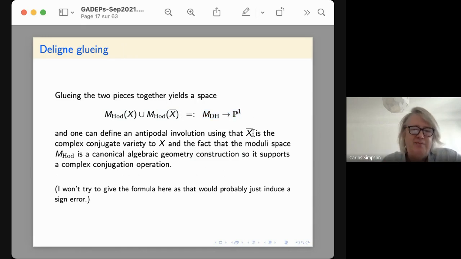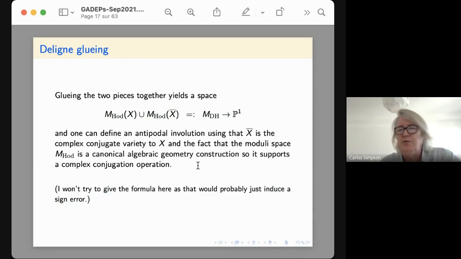Then if you work a little bit more, and as I said, I'm not going to give the formulas here at all because I would just get them wrong, you can use the fact that x bar is the complex conjugate of x. So you can make an antipodal involution of the whole space, basically. In other words, for M_Hod, if you take the complex conjugate of a point inside here, you'll get a point inside here. You can use that to relate points on one side with points on the other side. You have to make sure to get the coordinates on P1 right, but you can do that and get an antipodal involution on this whole space.